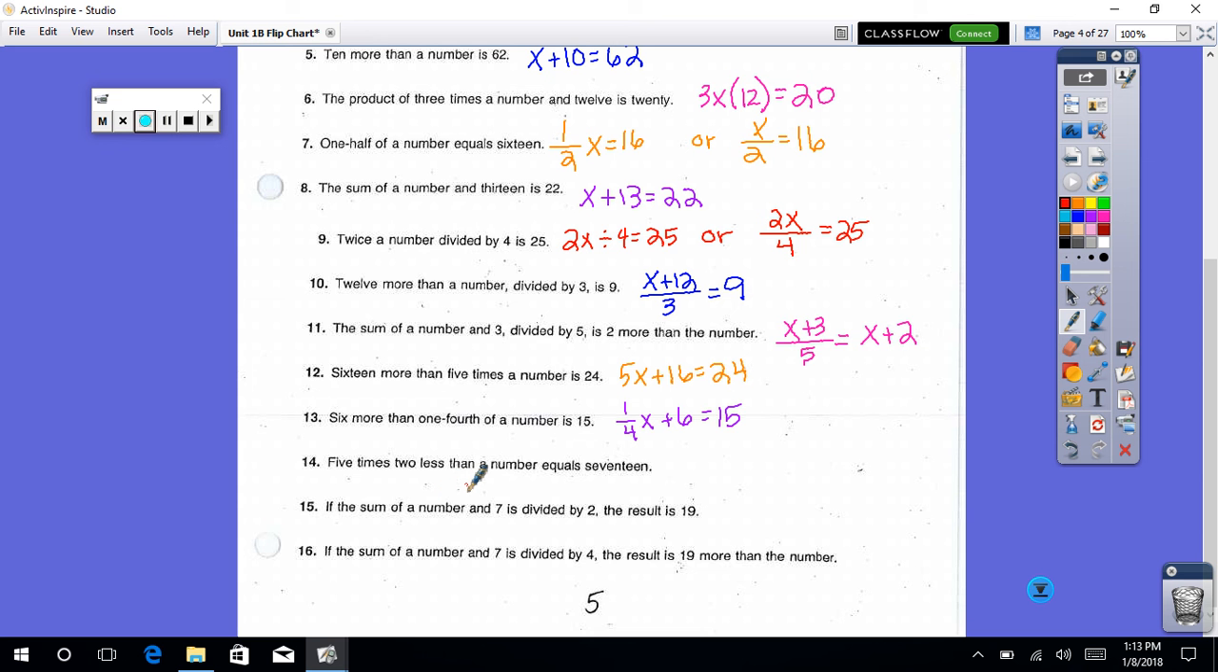Five times 2 less than a number. Okay, we have to add some parentheses here. Okay, 2 less than a number is x minus 2. Okay, 5 times that means that we're going to take that answer and multiply it by 5. So we have to put that in parentheses. Okay, equals 17.